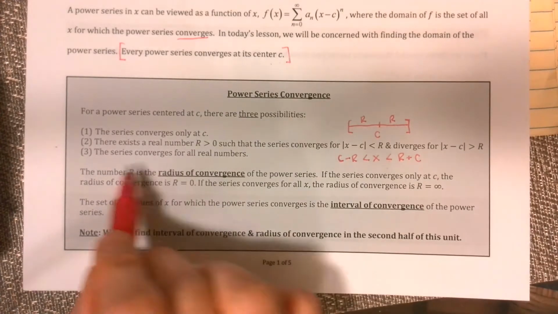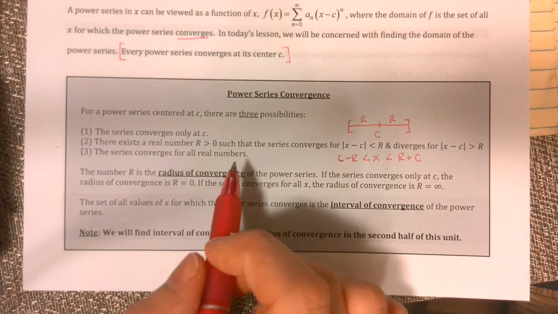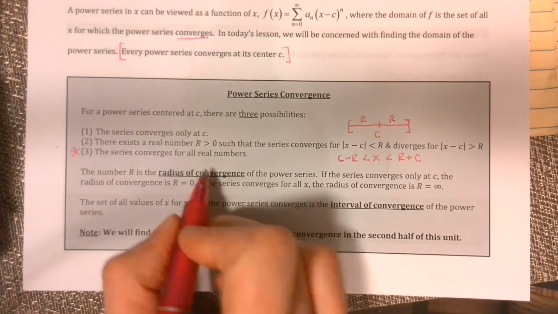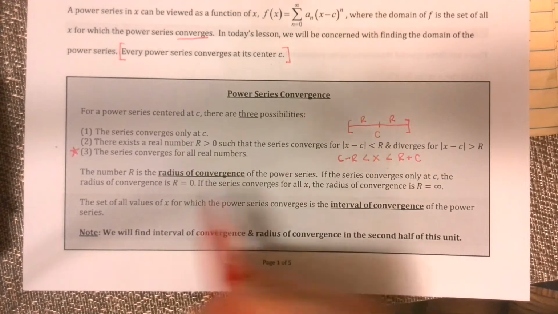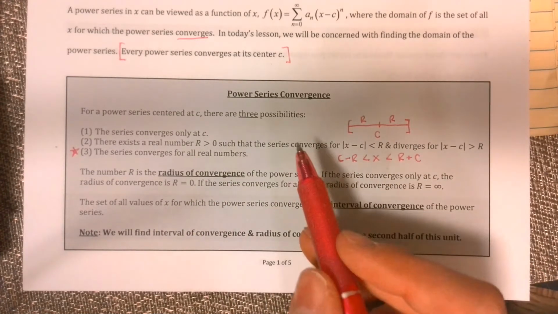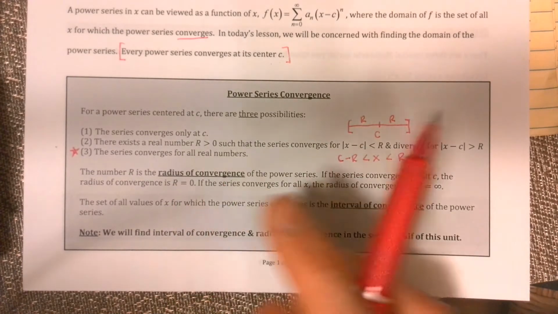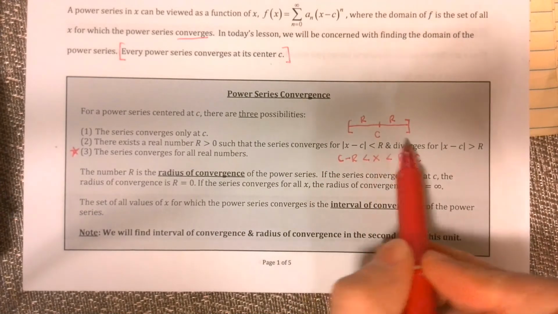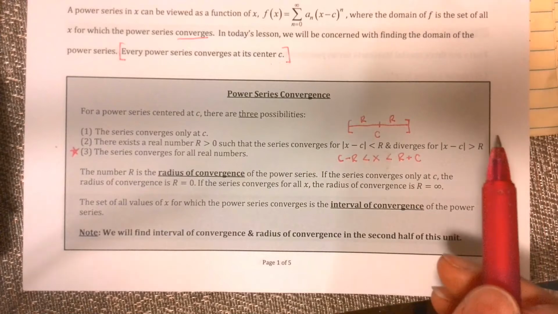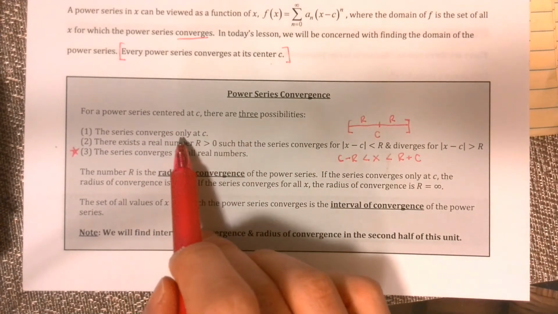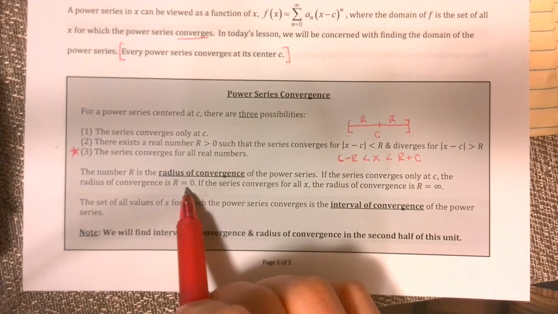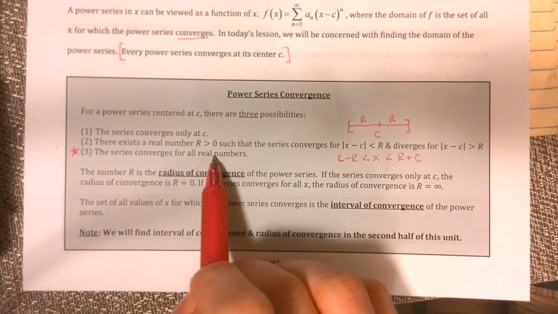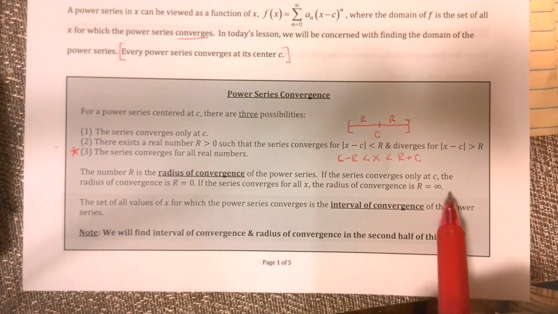All right, or final possibility, converges for all real numbers. And this is the one that we're going to deal with today. We're going to deal with a couple of series that converge for all real numbers. This number r, let's go back to case 2, is called the radius of convergence because it is an equal distance around C for which the series will converge. If we have case 1 where it only converges at C, then r is 0. If we have case 3 where it converges for all real numbers, the radius is infinite.